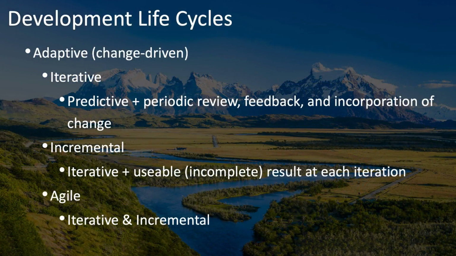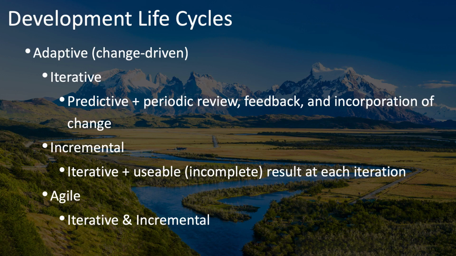The other main category of development life cycles that PMI has identified is the category of adaptive or change-driven development life cycles. And they've identified several different types of adaptive life cycle, but in all cases, these life cycles are for projects in which change is more likely to happen, either because the requirements or other aspects of the project are uncertain, or because there are certain risks involved that may necessitate change on the project.